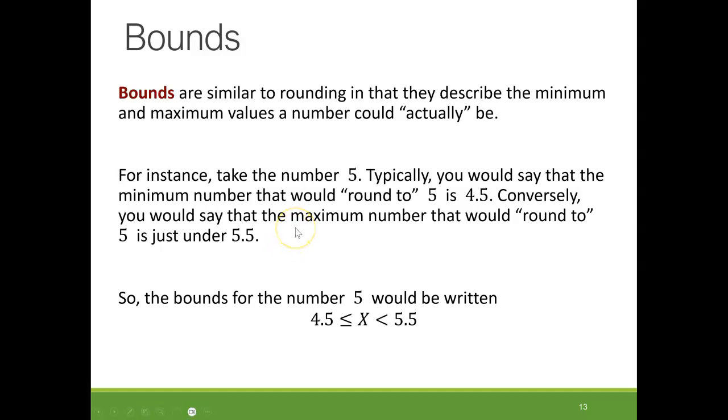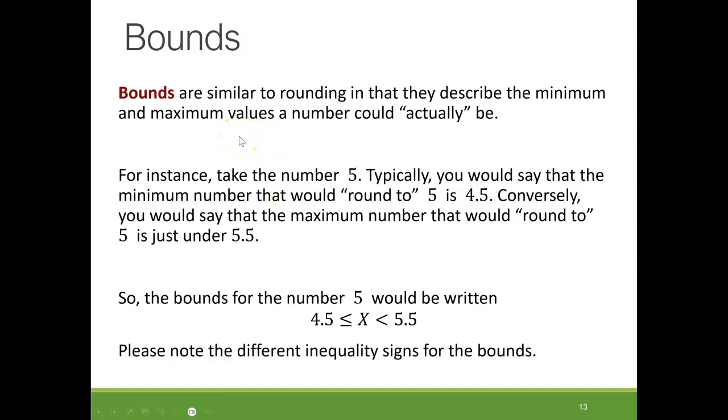Does that feel okay? Could you write this using interval notation as well if you wanted to? Sure. Can you write an inequality? Yes. Should you do whatever is comfortable for you? Yes. Yep, so note the different signs. Okay.